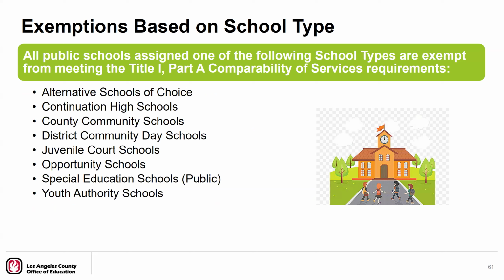In addition to the exclusions that were just referenced on the previous slide, there are also several school types that are exempt from meeting comparability requirements. And so this includes alternative schools of choice, continuation high schools, county community schools, district community day schools, juvenile court schools, opportunity schools, public special education schools, and youth authority schools.